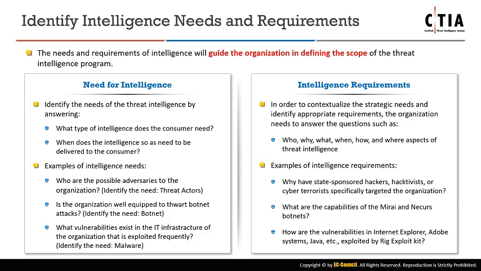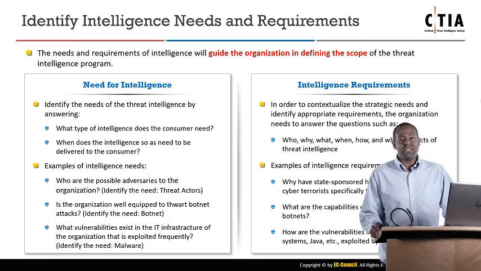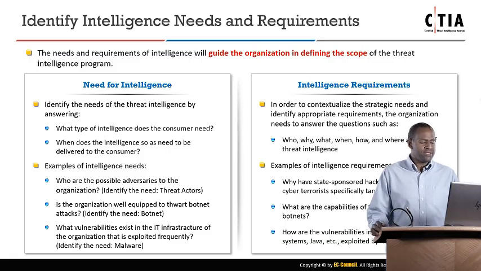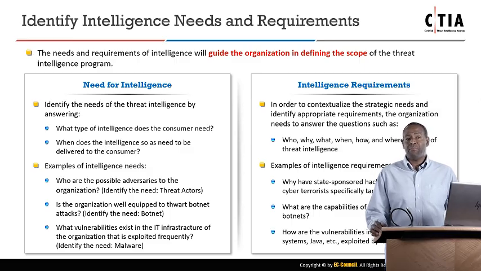Is the organization equipped to thwart botnet attacks? And the identity need in this case is botnet. And so we want to be able to assess whether the organization can detect botnet activity, botnet apps, and remove them. What vulnerabilities exist in the IT infrastructure of the organization that are exploited frequently? And they use as an example malware, right? I mean, if you think about that type of exploit, we have malware coming in through email all the time. Malware coming in through websites quite a lot.